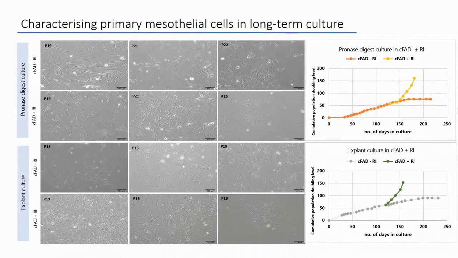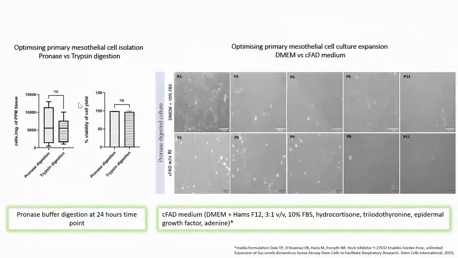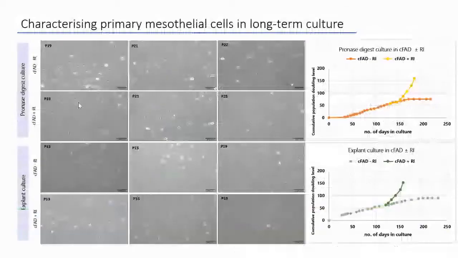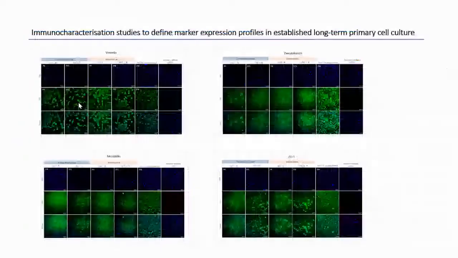And as seen here, when we initiated the cultures at P19, now with ROCK inhibitor, they looked stringy and stroppy at first, but over passages, with P21 and now currently at P28, they assumed the cobblestone morphology that we were looking for, also evidenced by the population doubling levels that are showing an upward trend.